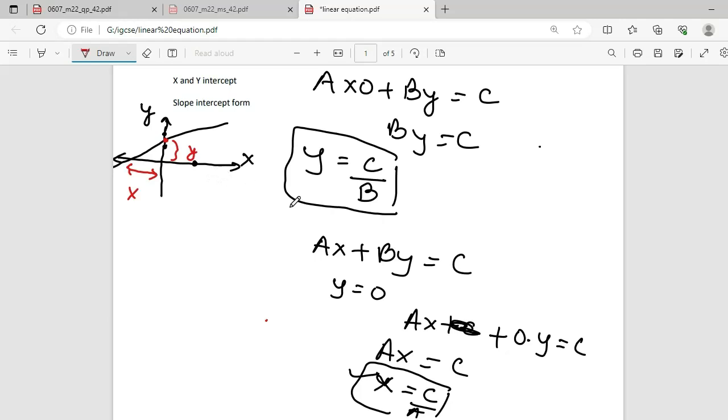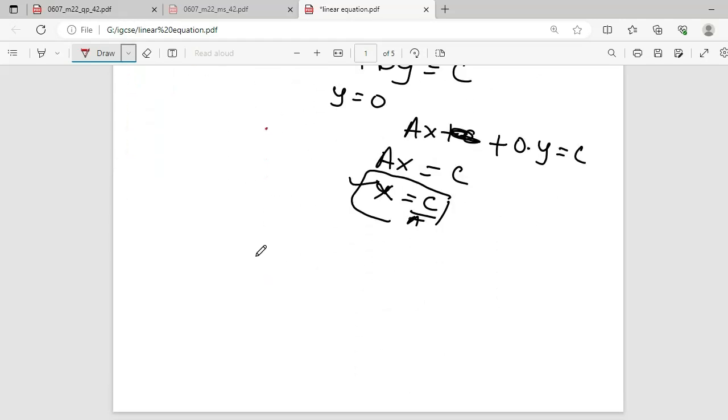Okay, now I'm just giving one example: 2x plus 3y is equal to 12, and we have to identify what the x-intercept is and what the y-intercept is in this scenario.